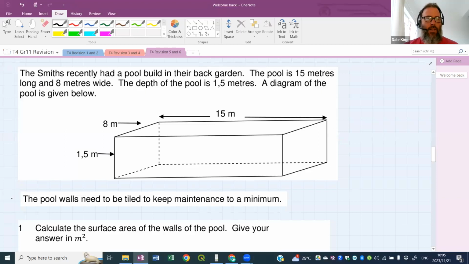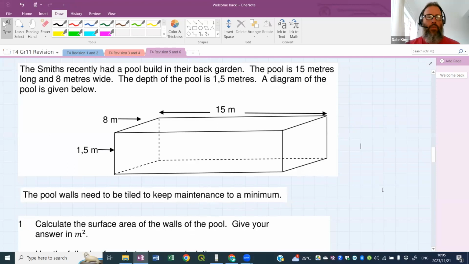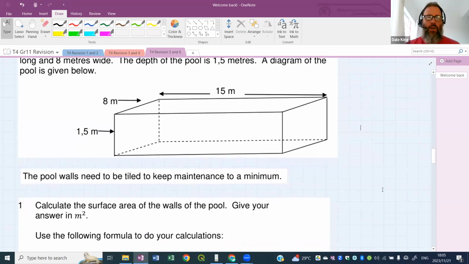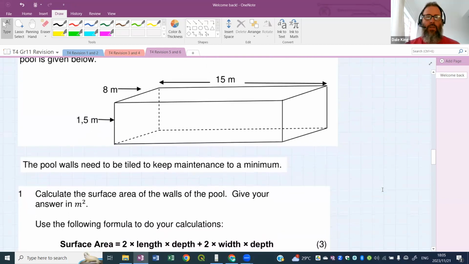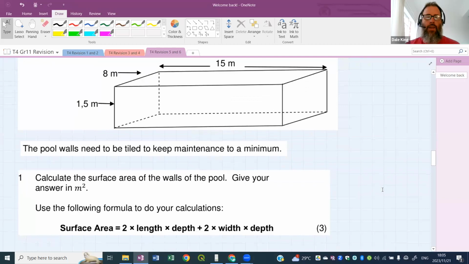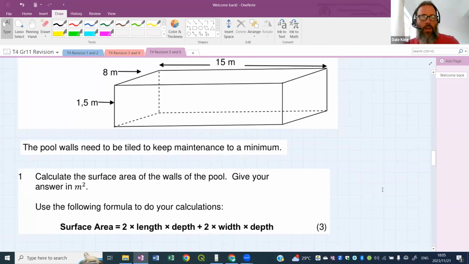Okay, the sentence underneath here says the pool walls need to be tiled to keep maintenance to a minimum. Yes, you put tiles on pools to keep maintenance to the minimum. The pool walls need to be tiled. So we need to calculate number one, the surface area of the walls of the pool, giving our answer in meters cubed. And they give us a formula for this. We don't have to worry. There's the formula. We just substitute into that formula and get an answer out.